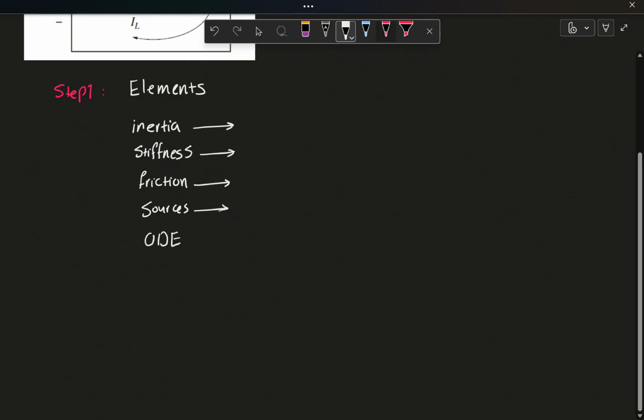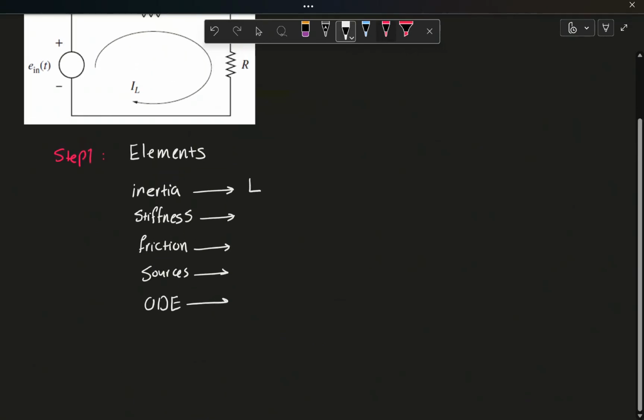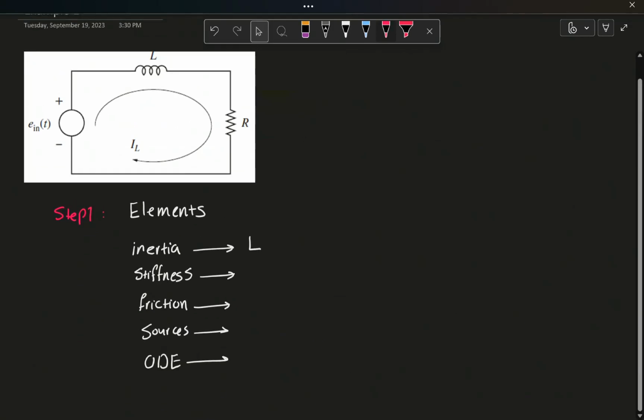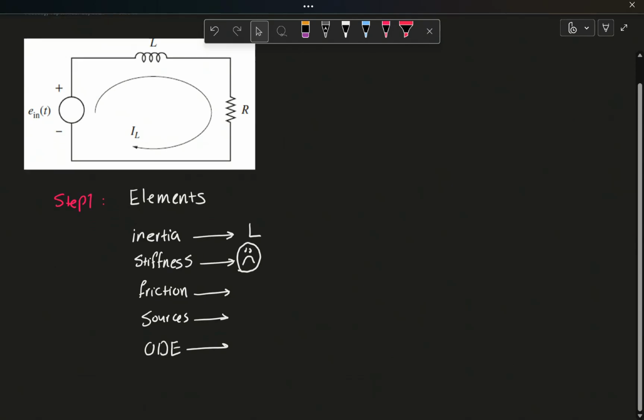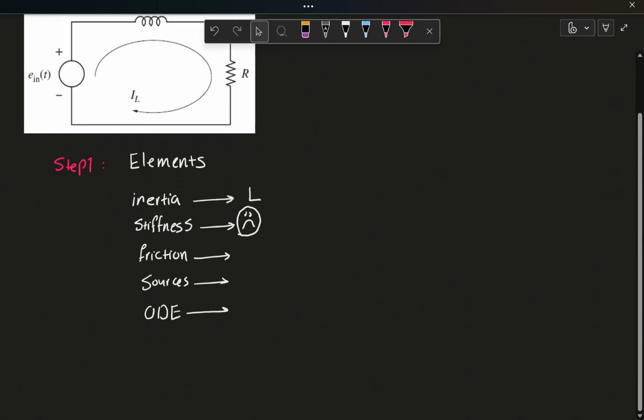If you guys remember, in electrical systems, our inertia elements was the inductor. We have only one inductor in this system, and we show it here. Our stiffness elements were the capacitors. Unfortunately, in this system, we do not have a capacitor, so there's no capacitor. And the friction elements were the ones that kill the energy in the system. And if you look here, I have a resistor, which is going to be my friction element.